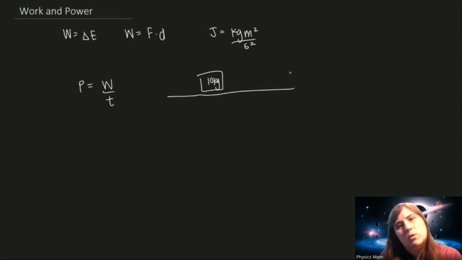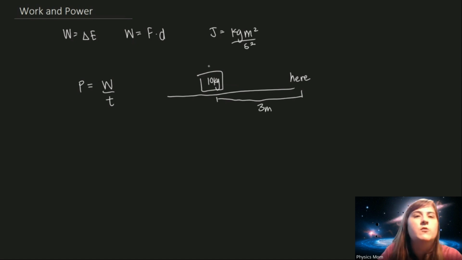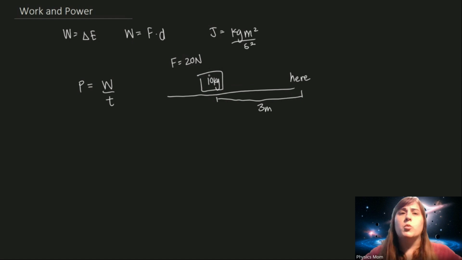And I think we said we wanted it to be here, and I think we said here was 3 meters away. And we had the applied force of 20 newtons. Okay, so let's go back to this example. Now let's say we're optimizing our work. We're pushing in the direction of the force, so it's the cosine of 0 degrees.